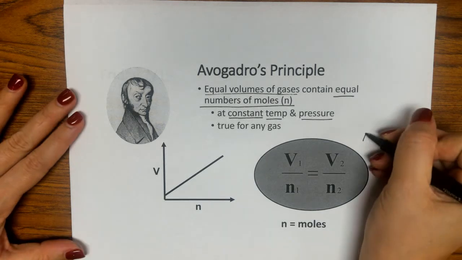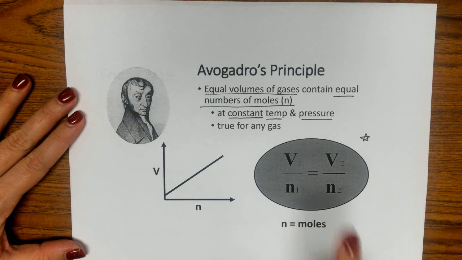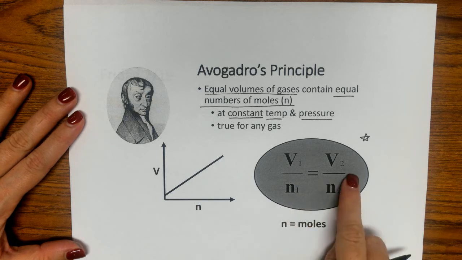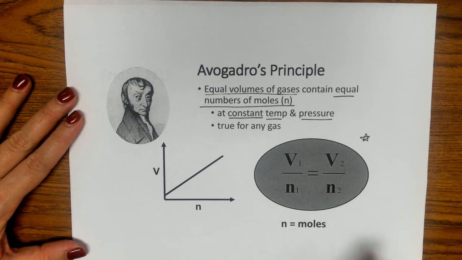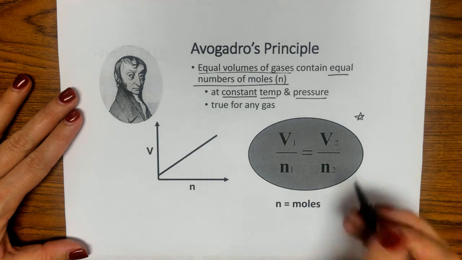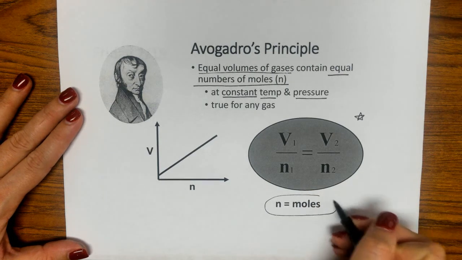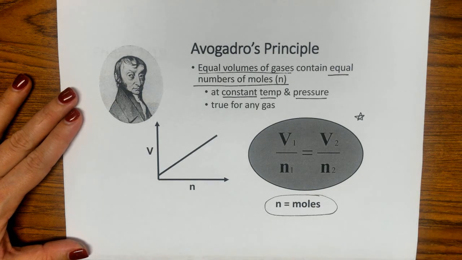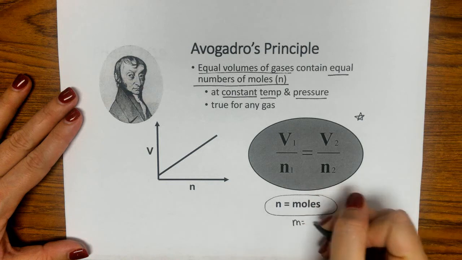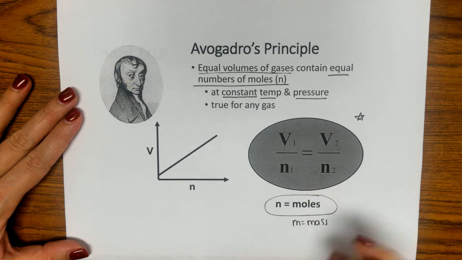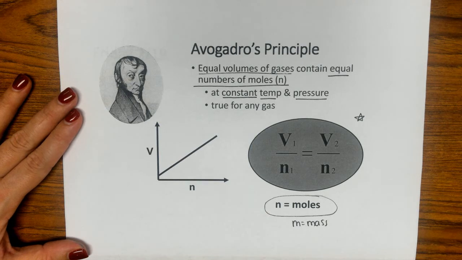And so this is our equation. Volume over moles will equal the new volume over moles. And moles is actually represented by an N. It's not an M because M is mass. So moles gets an N, close enough to it. And then they are at a direct relationship.